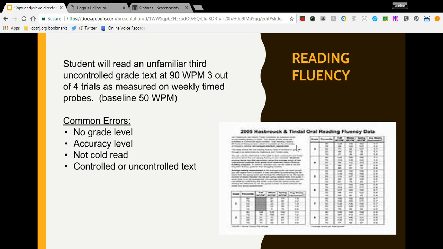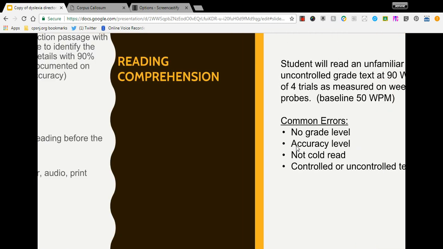Sometimes teachers will rate the students not based on their cold read, but their second or third read of that passage. And it's not indicated sometimes whether it's controlled or uncontrolled text. So that's very important as well. Obviously, when we start doing this for students who are just learning to decode and building their fluency, we start with controlled text. Like if you're using the Wilson system, you start with the passages within that, rules and sight words that they've been taught. Then we transition to the uncontrolled text when we see an improvement.